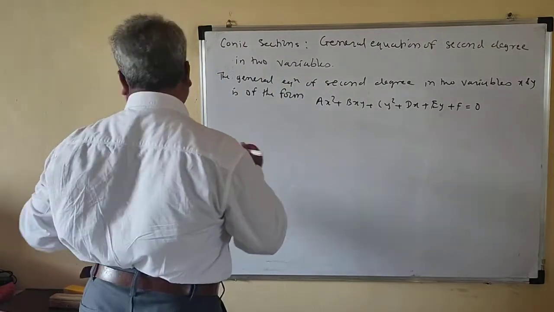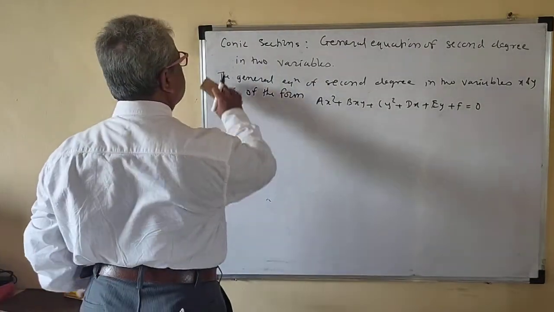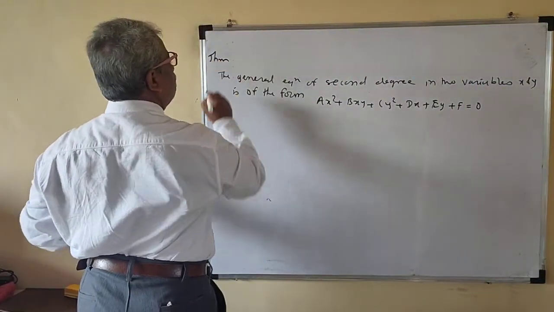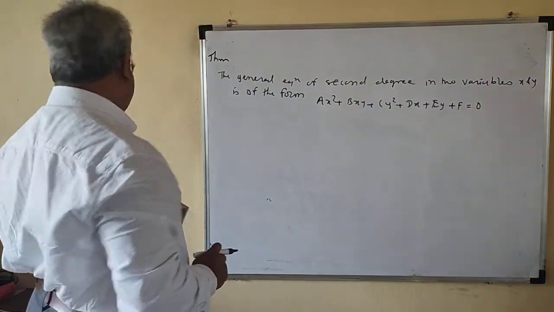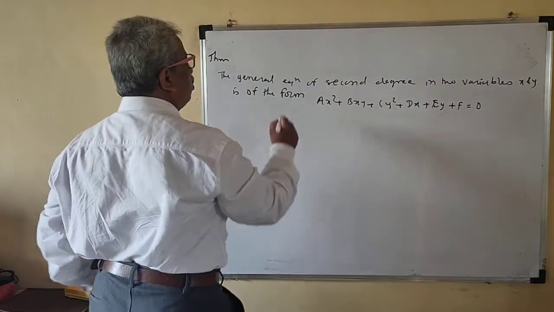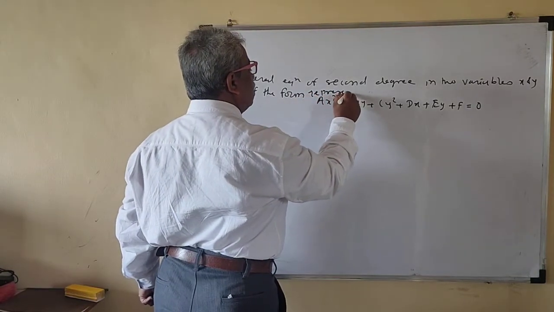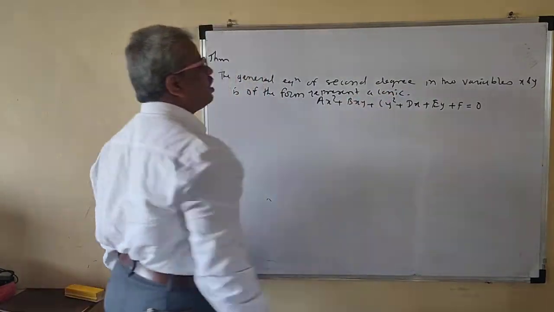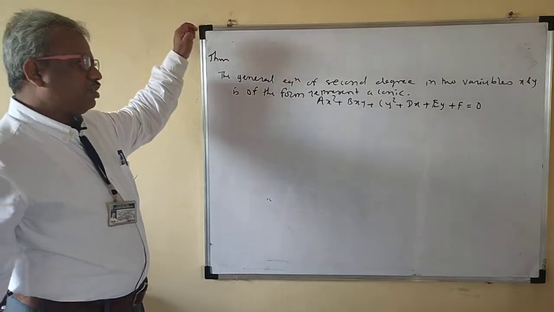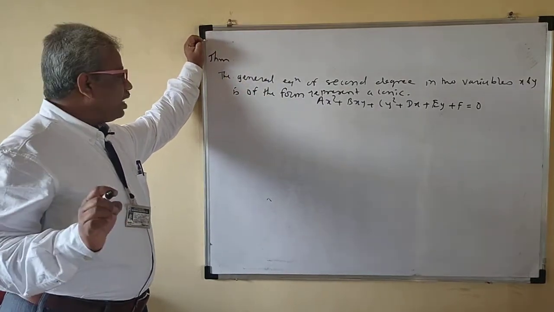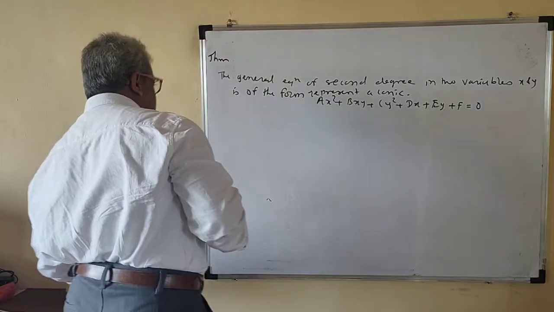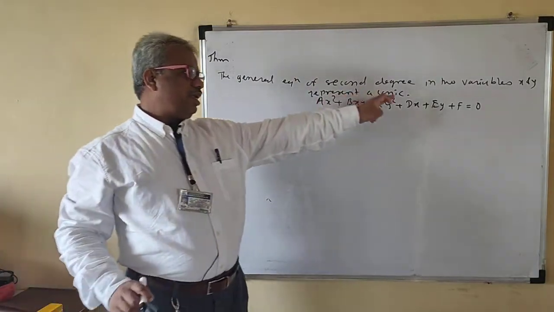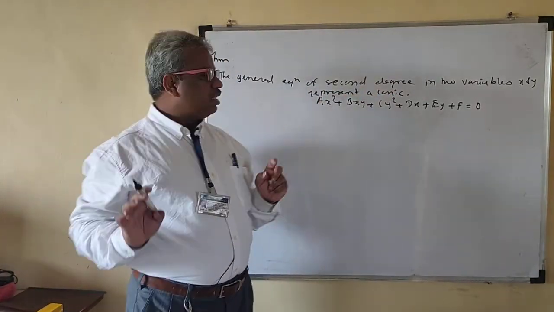So we have the theorem. The general equation of second degree in two variables x and y represents a conic. Okay, so this is our theorem: the general equation of second degree in two variables x and y represents a conic. This is our theorem.